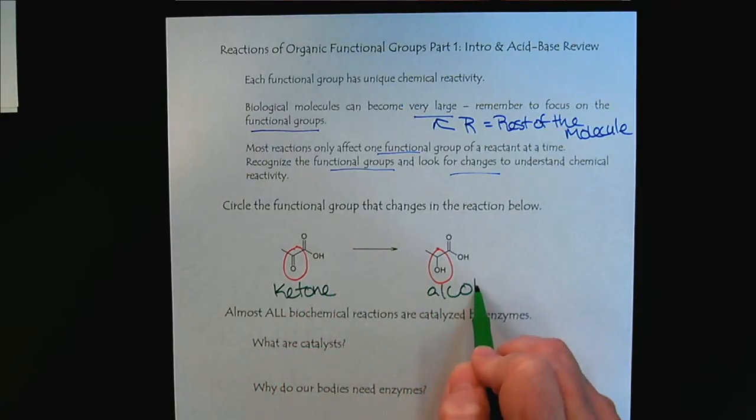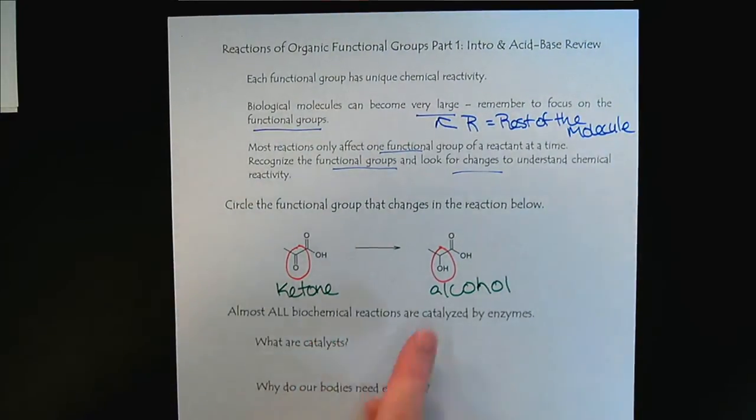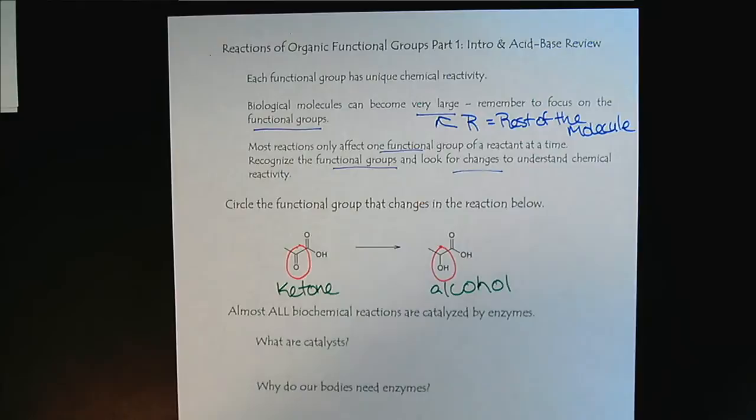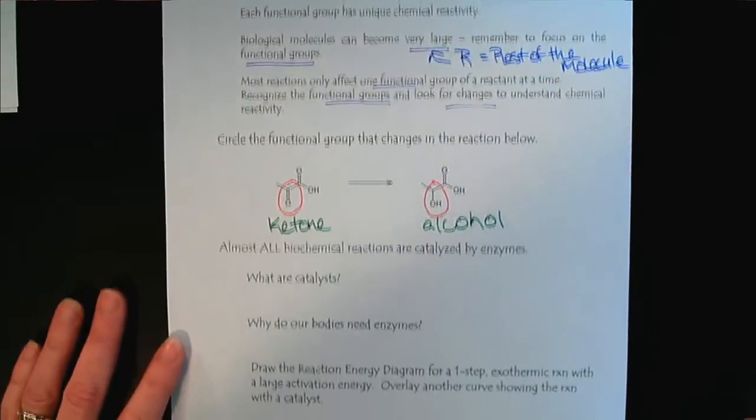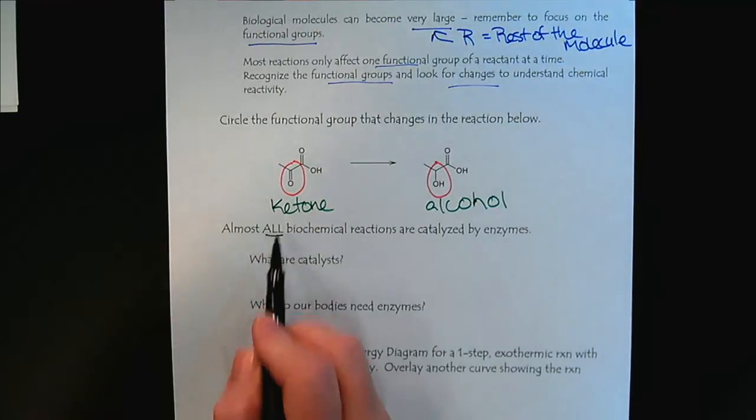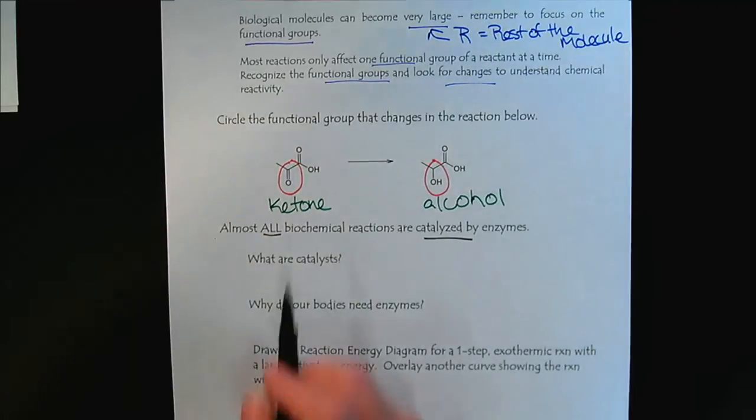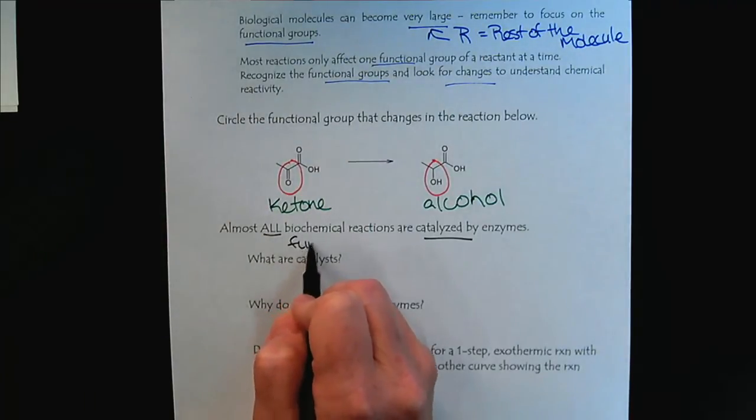So that's where we would focus our attention, and this is what we're going to learn, what type of change that is. So we'll get to that. But right now, we're just training our eye to look for changes. Now, it's important to connect all of this to what we've been learning about reactions. And so all biochemical reactions are pretty much catalyzed by enzymes, especially the ones involving functional group changes.